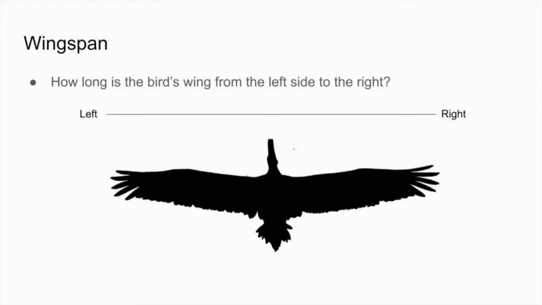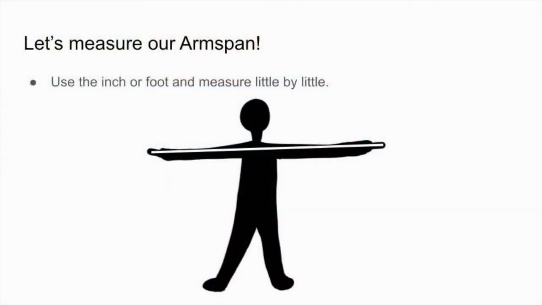Now, humans are a little similar in that we have an arm span, not wingspan. We can't fly, of course, but we do have an arm span, and that's just the distance from the tip of our left middle finger to the tip of our right middle finger. So left to right, and I'll show you when I shrink down like this.